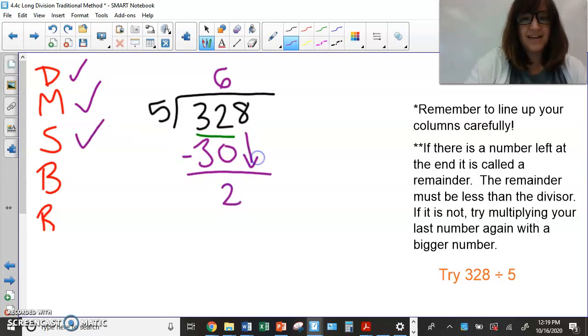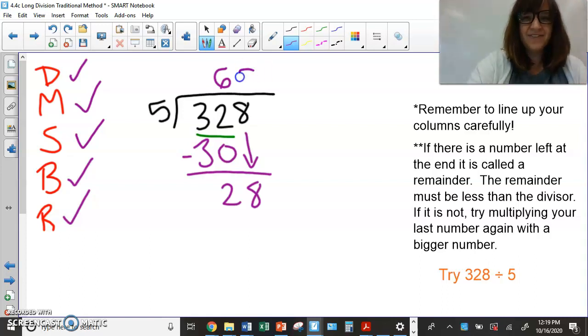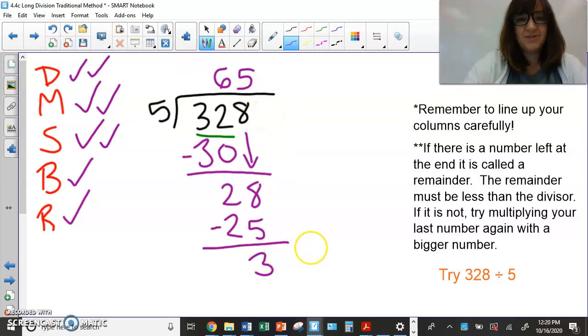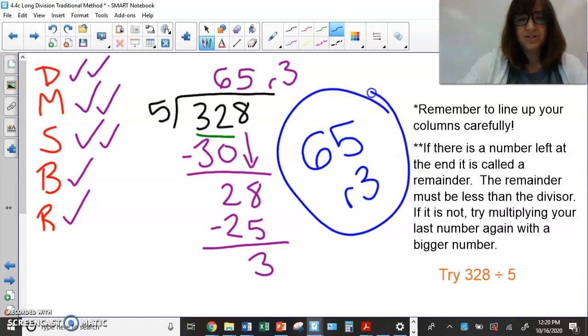I'm going to bring down my 8, and I'm going to repeat the whole thing. I'm going to divide 28 by 5. So 5, 10, 15, 20, 25, 30. 30 is too big, so I'm going to stop at 5. I'm going to multiply. 5 times 5 is 25. I'm going to subtract. I'm going to get 3. There's nothing left over here to bring down. There is nothing left to repeat. So that means I have a remainder of 3. So my final answer is 65, remainder 3, which means 328 can be split up 5 times with a remainder of 3.